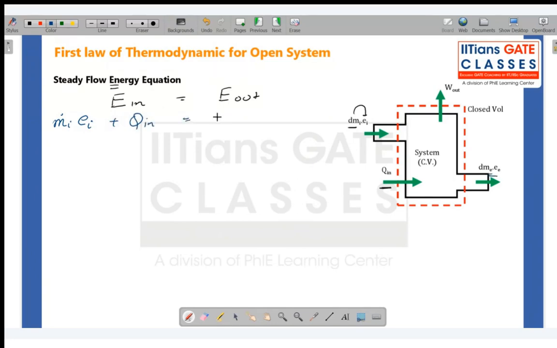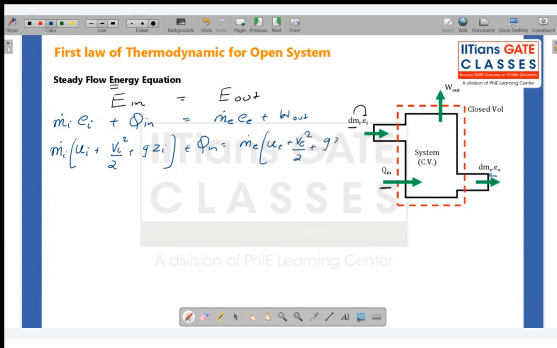Okay, what is going out? Some mass is going out and it is carrying some energy with it, plus some work output that you may be getting out from it. So I know that this mass can store energy in the form of internal energy, kinetic energy, and potential energy. This mass that is going out is storing energy in the form of u exit plus V exit square by 2 plus g z exit, plus work output.